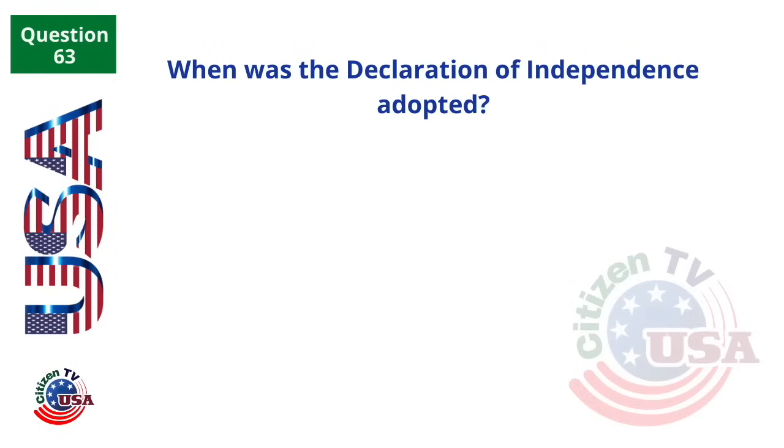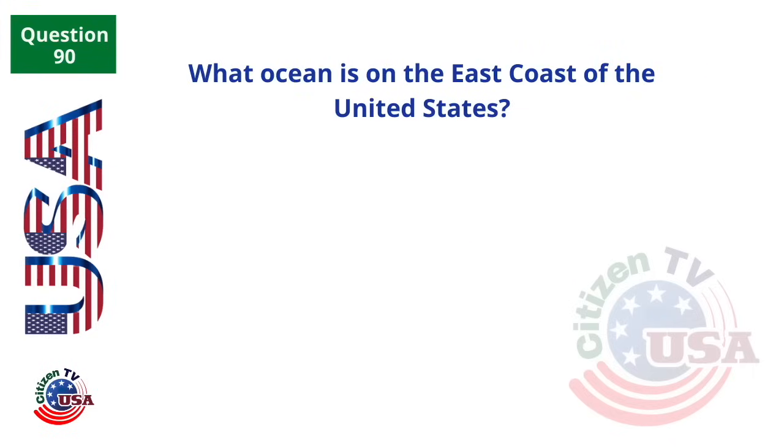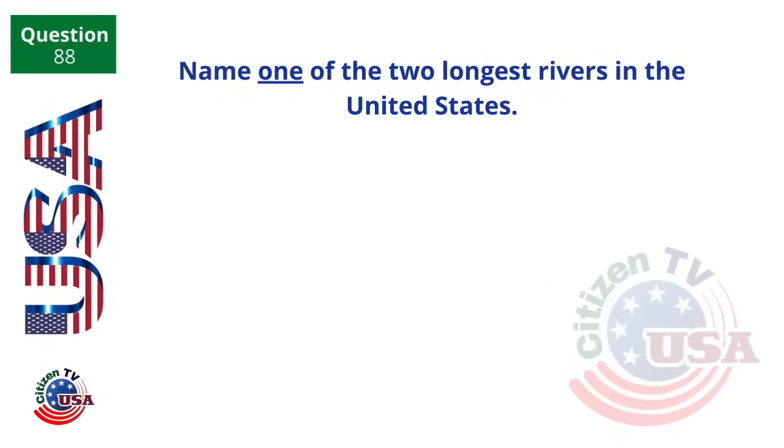When was the Declaration of Independence adopted? 1776. What ocean is on the east coast of the United States? Atlantic Ocean. Name one of the two longest rivers in the United States. Missouri River.